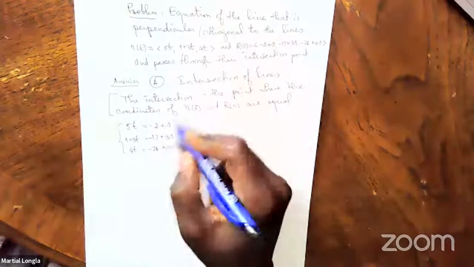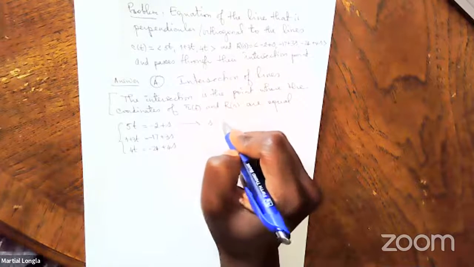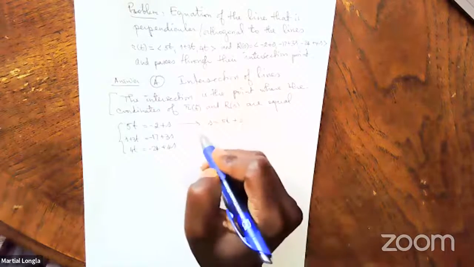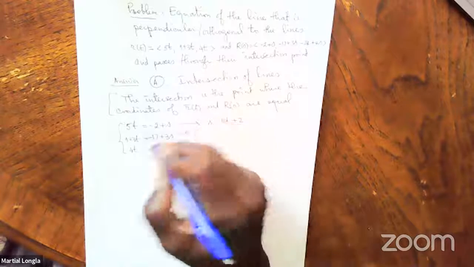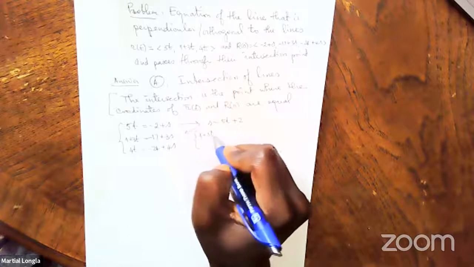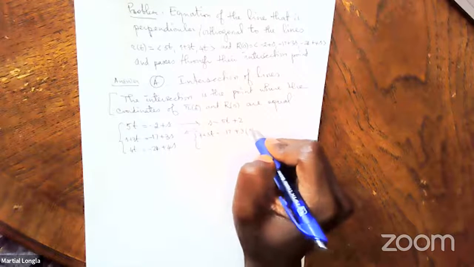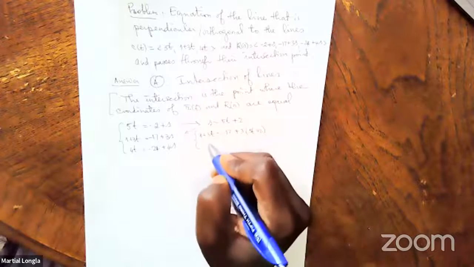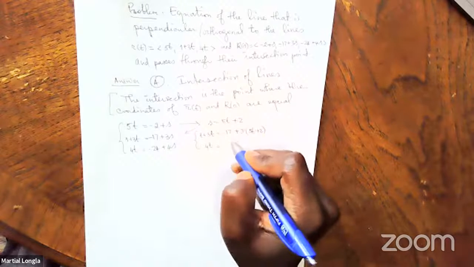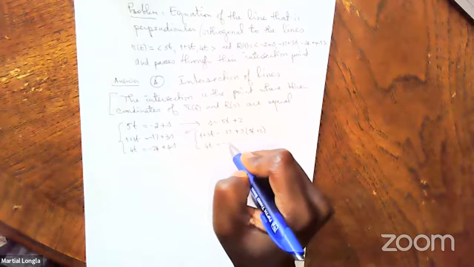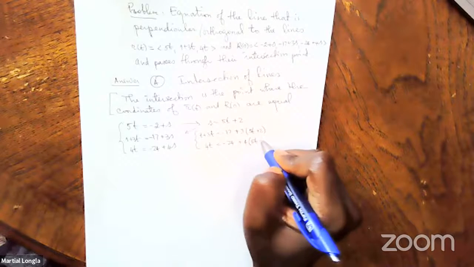Now, how do we solve this? You can solve one, plug into the other. We solve this first one. We get s equals 5t plus 2. We plug it into these other equations. You get 1 plus 3t equals minus 17 plus 3s, which is 5t plus 2. And the other one is 4t equals minus 24 plus 4 times 5t plus 2.